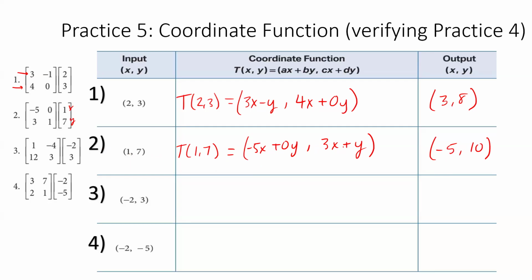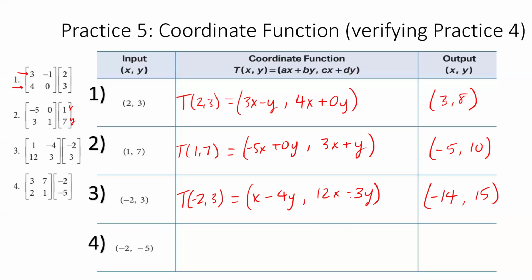So this is the exact process that we went through, right? So we did negative 5 times 1 plus 0 times 7. Isn't that what's taking place here? That's all it is, seeing that connection and tying it together. Okay, so now we have T of negative 2 comma 3. So what's the transformation rule for this one? It'll be x. Perfect. Perfect. And what was the result of our matrix? What was our product? So therefore, our ordered pair is going to be negative 14 and 4.